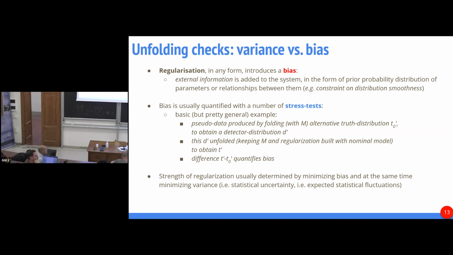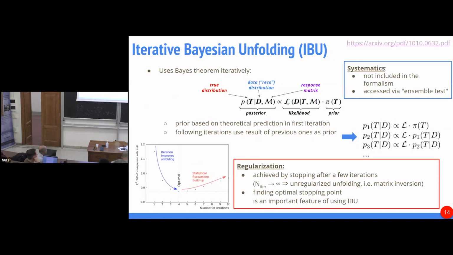Many times this is not done automatically. The variance check is done more or less automatically, and then once you find some optimal value, you check that the bias is not too large. But you always have these two things. You try to damp the fluctuations, quantifying them in some way, and then you make sure that the bias is not relevant.